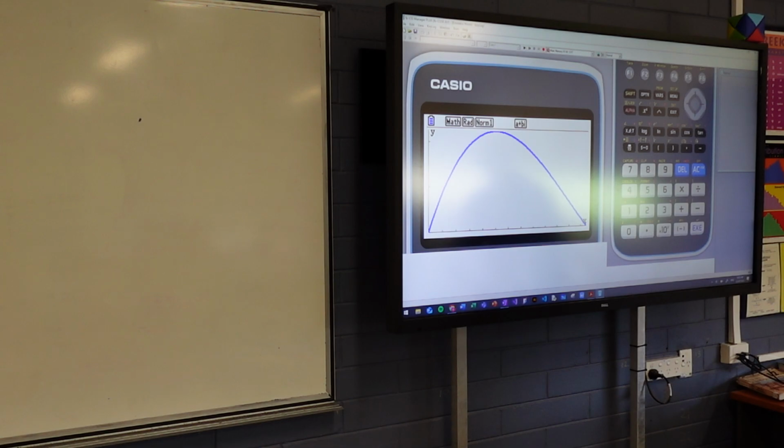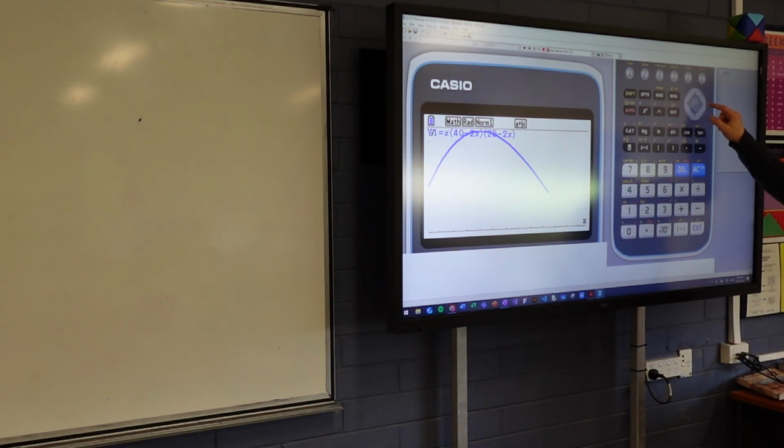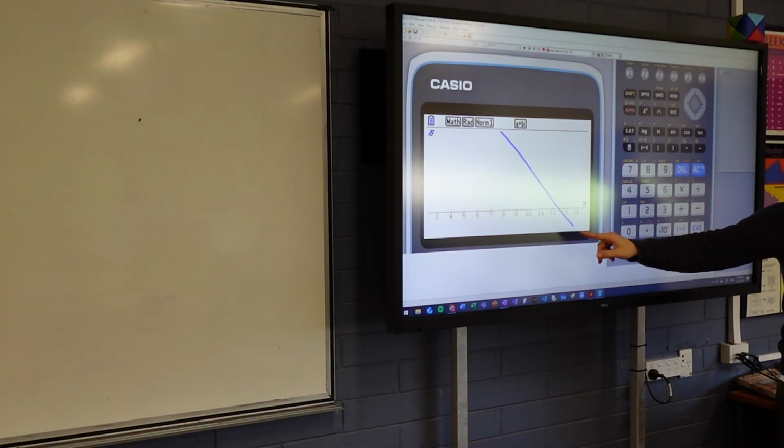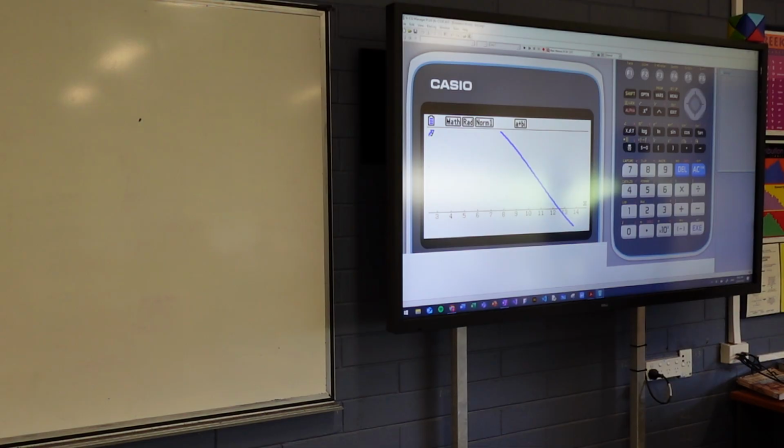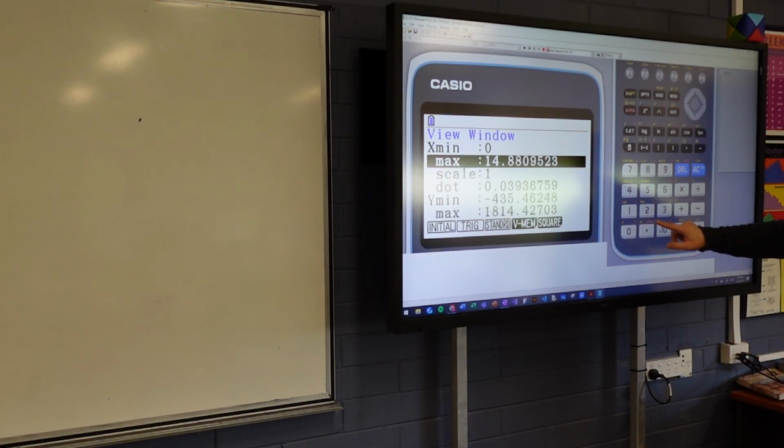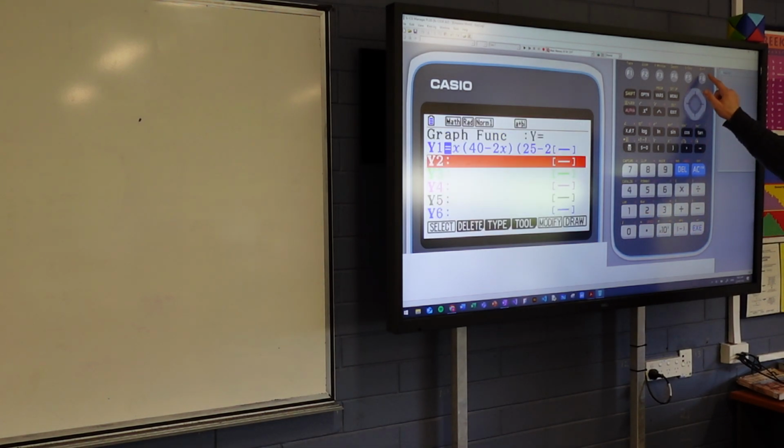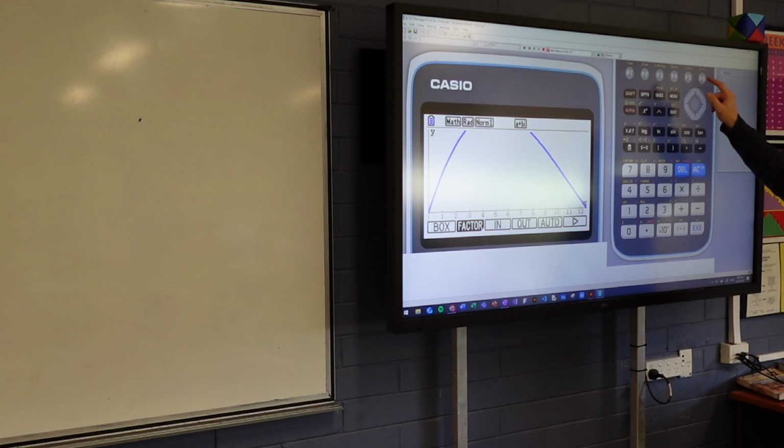Does everyone understand what's happened there? Why anything above 12.5 is rubbish? It has negative volume. See how it dips below? The y value gives us the volume. Anything below the x-axis is just rubbish. It's an artifact of mathematics without context. So we only want to see the part that makes sense.